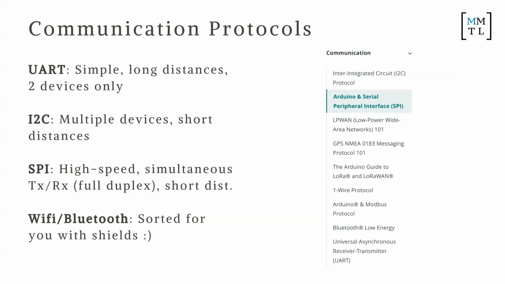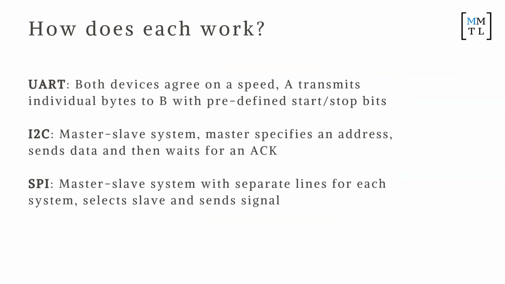I2C is really good for multiple devices and short distances. And then SPI is good for high speed, simultaneous transfer and receive. So it's very, very fast, right? That's what's called full duplex. And it's very good for short distances. And then you also see Wi-Fi and Bluetooth. These are generally just peripherals that you can buy and attach onto your Arduino. Okay, so again, very useful to have around.